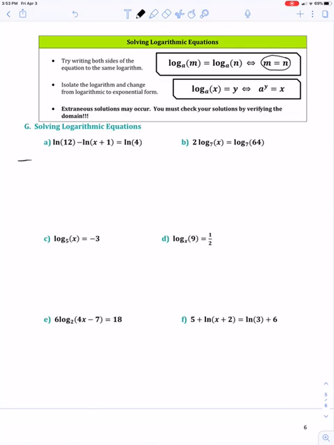Let's take this first example. Natural log of 12 minus natural log of x plus 1 equal natural log of 4. It wants us to solve the equation, wants to know what x equals. Well, I'm going to go ahead and apply the quotient rule first. So that's going to be natural log of 12 divided by x plus 1 equal to the natural log of 4. Well, since both sides are log base e, that implies 12 over x plus 1 equals 4.